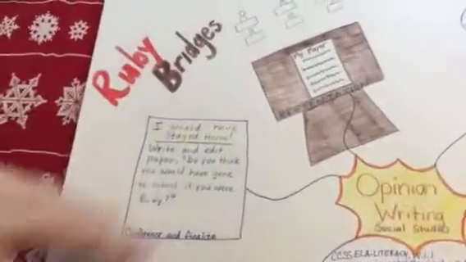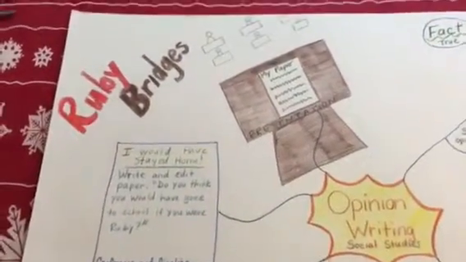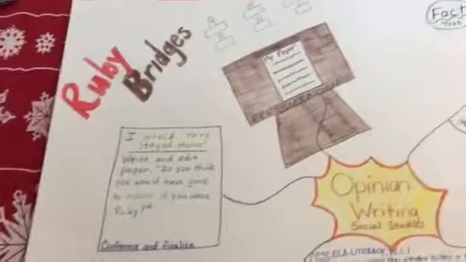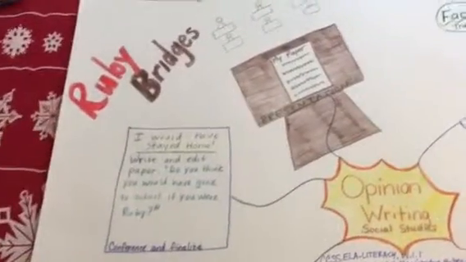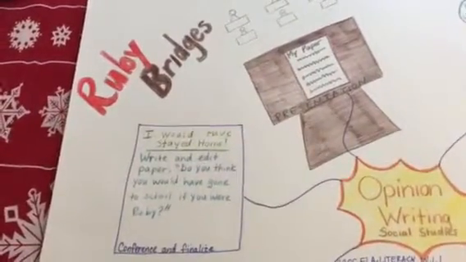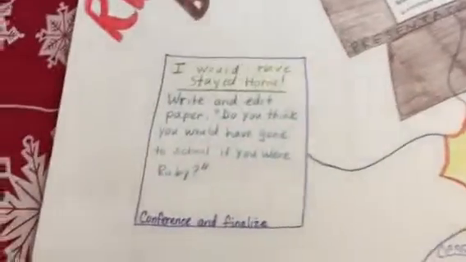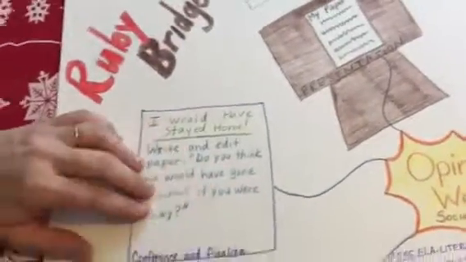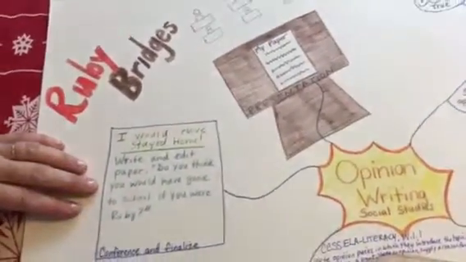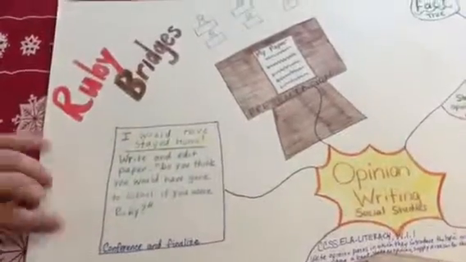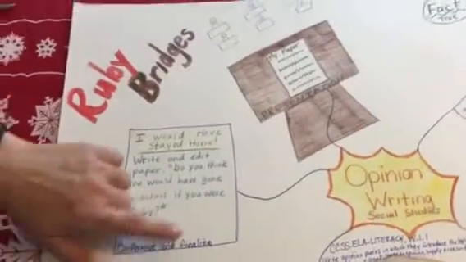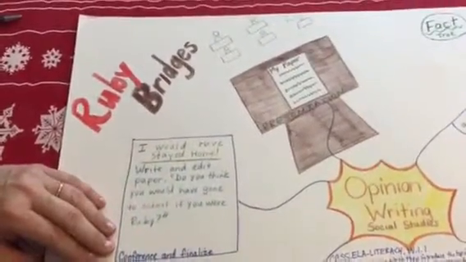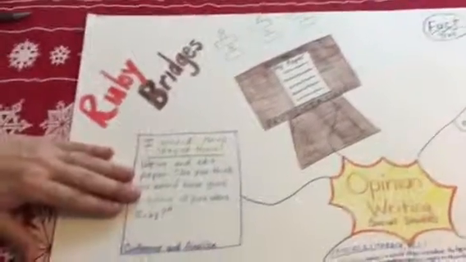So I put my title, I Would Have Stayed Home, because that's the title I put on my passage. And then they're going to write and edit their paper. Do you think you would have gone into this school if you were Ruby? And of course, I'm going to sit with them in conference. It takes us a really long time to write, especially when we're doing our rough draft, because they have to put all the pieces together. So it really is very individual. So we're in a conference and we're going to finalize there. And they're going to write it out in their good paper.